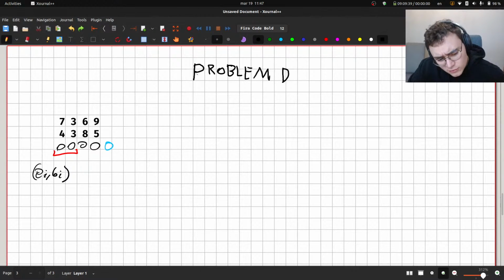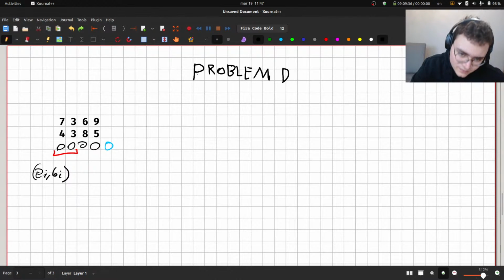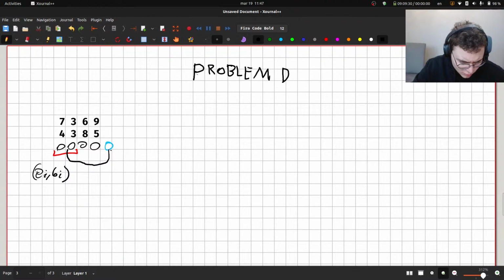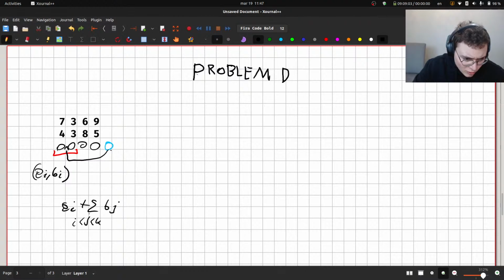We also know that when we want to go after some person in this queue, before this person, then we need to pay this person AI, and every person between us we need to pay BI, plus the sum of BJ over all J greater. So we are paying BI to all the people between us.